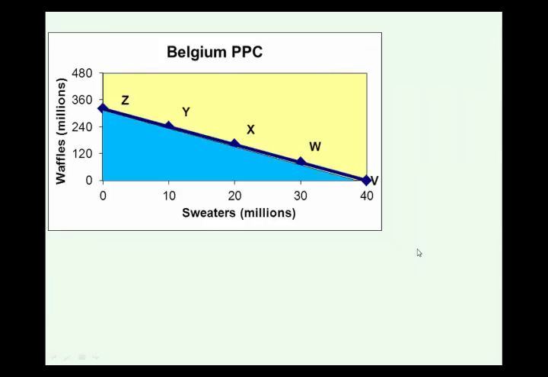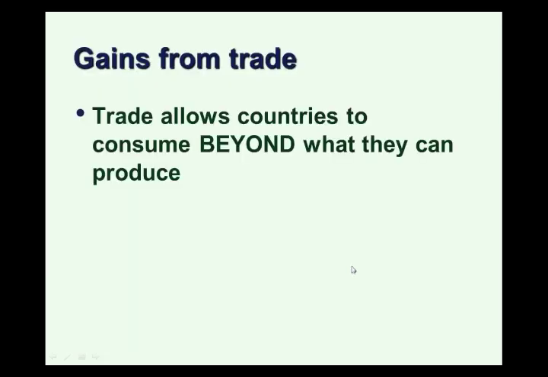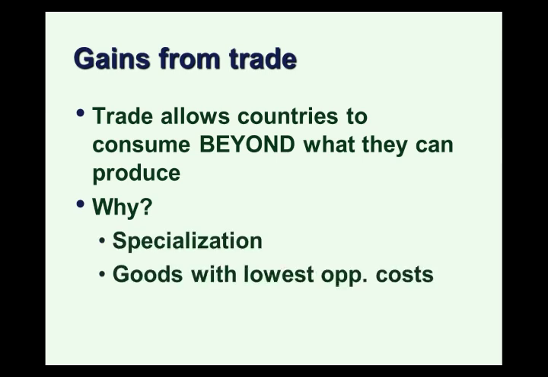It's going to be the same for Belgium. Again, under the ratio we set up, they're over here. They get 40 sweaters, and they're left with 80 waffles. And as you can see, it's a point beyond the production possibility curve. Trade allows countries to consume beyond what they could produce on their own if they were doing everything themselves. Why? Because we're specializing in what we do best and then trading for the other things. So that specialization in the good with the lowest opportunity cost really maximizes global production that can be shared among countries.